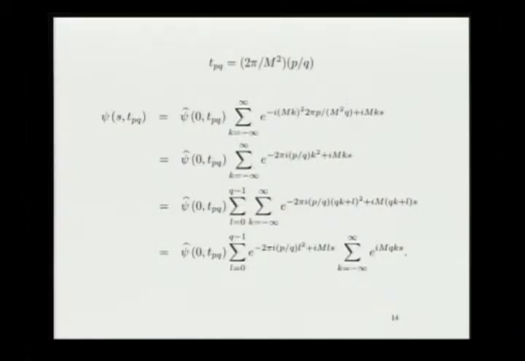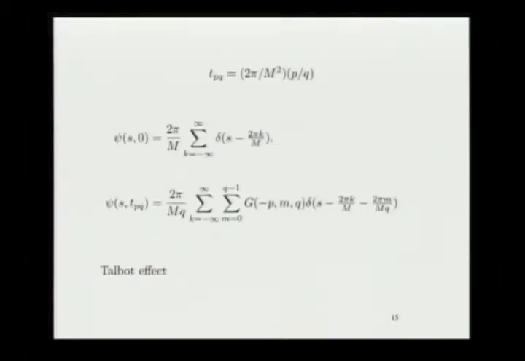Okay, and who are these guys? Well, this is a trigonometric series. So the conclusion is that at this time, this was the initial condition, and I obtain all these delta functions. You see, the periodicity is now 2 pi divided by m times q, multiplied by the sum I wrote before, that now I am calling capital G, at the point minus p m q, and I will write in a minute what capital G is.